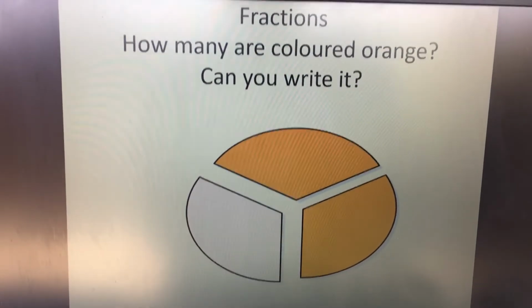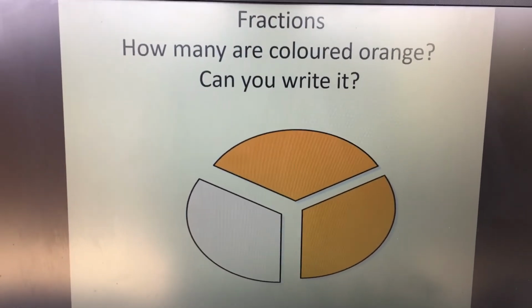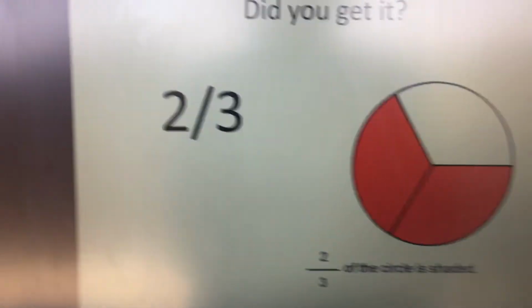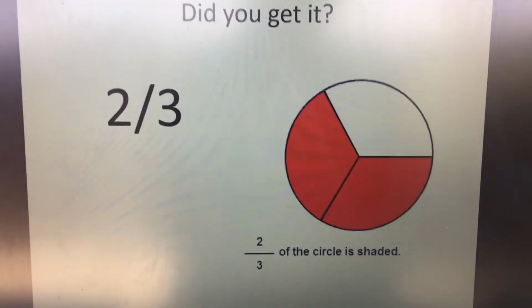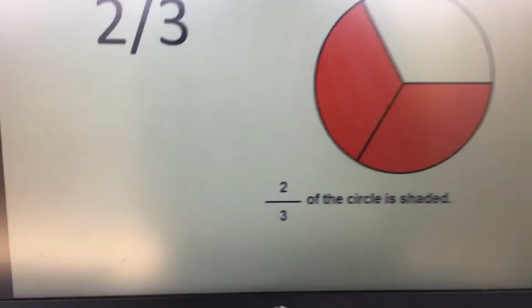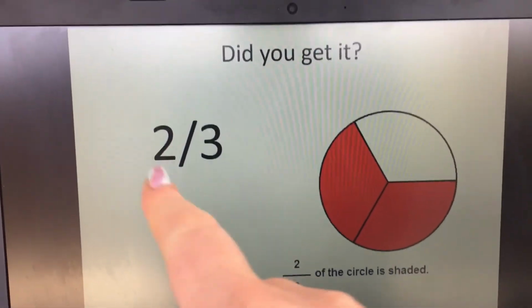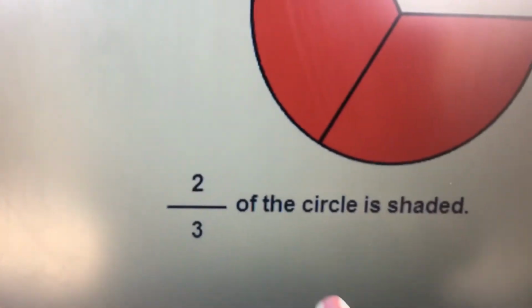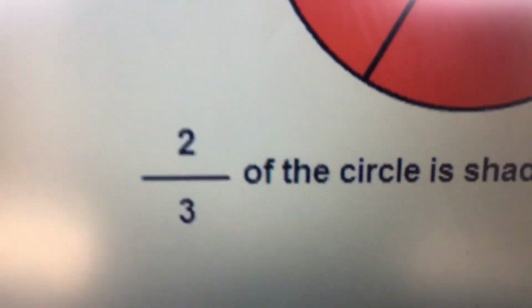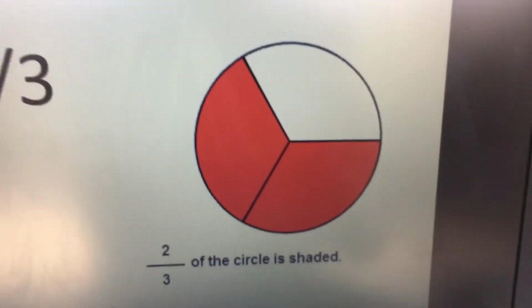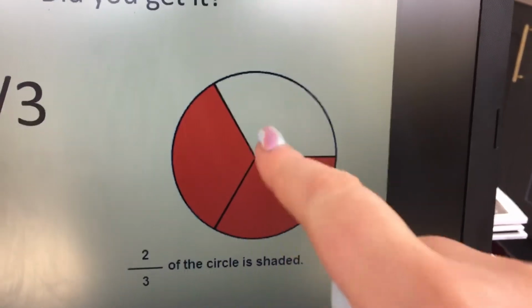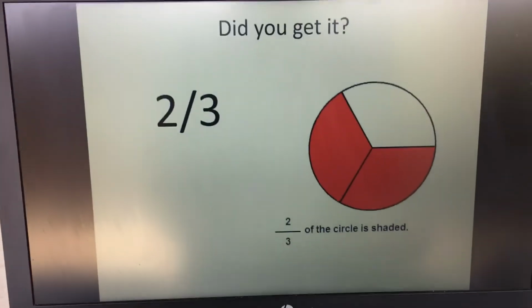Okay, did you get your numbers in the correct order? Let's have a look. There were 2/3 of the circle that was shaded, so 2/3. So we all know the computer does this sometimes, but when we write it like this, 2 line 3, 2 over 3, so 2 of the 3 parts were shaded in. Well done.